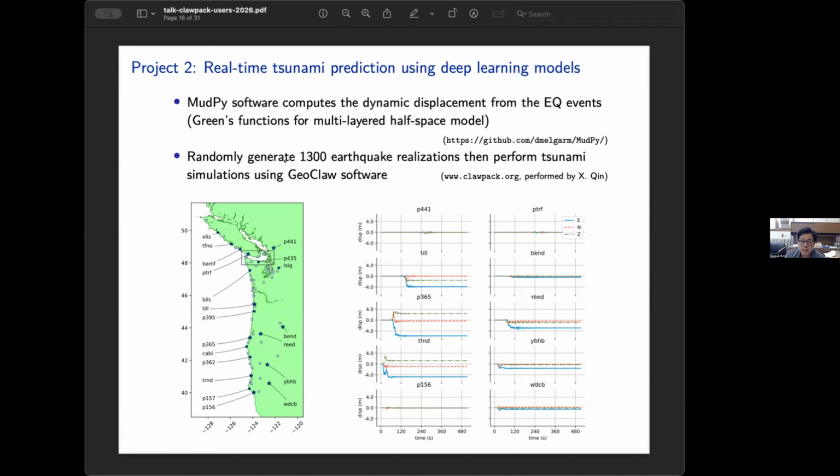So for the 1,300 earthquake realizations we generated for the previous study, we also generated the seismic waves using the MudPy code, which uses Green's functions for a multi-layered half-space model. For example, there are GNSS stations scattered across the West Coast, which are already in place. Unlike the hypothetical gauge that we mentioned for the previous study, they're already operational. And so we generate these synthetic events. So for one event, you would get these vertical and east-north direction displacements for that seismic wave.